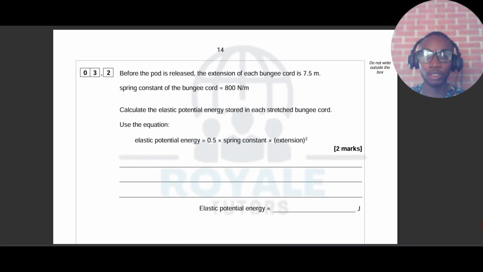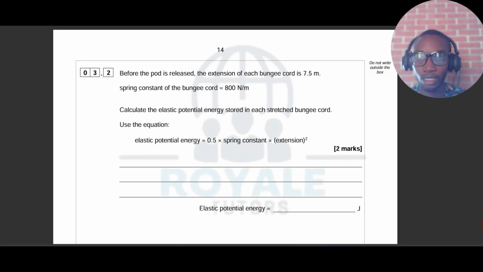Okay, now another question says, before the pod is released, the extension of each bungee cord is 7.5 meters. Spring constant of bungee cord 800 Newton per meter. Calculate the elastic potential energy stored in each stretched bungee cord. Now they already gave us the equation to use. It said 0.5 times the spring constant times the extension squared.